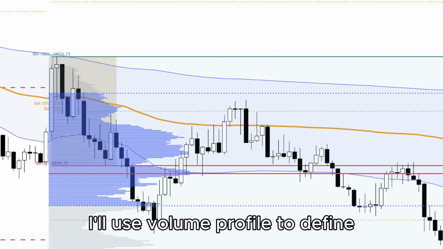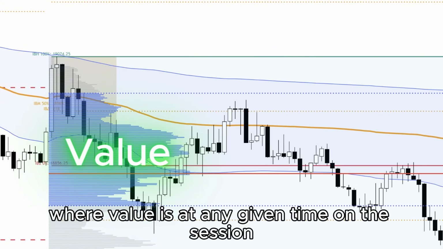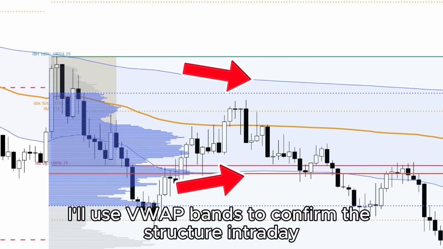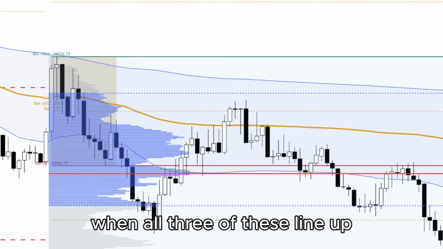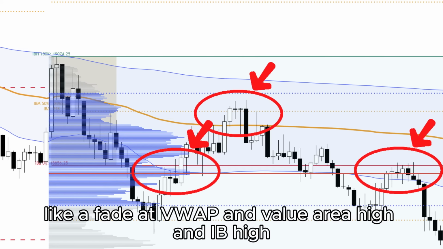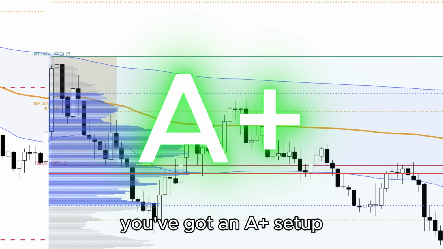Here's what I do every single day. I'll use volume profile to define where value is at any given time on the session. I'll use VWAP bands to confirm the structure intraday, and I'll use initial balance to read market intent and to refine my timing. When all three of these line up, like a fade at VWAP and value area high and IB high, you've got an A+ setup.